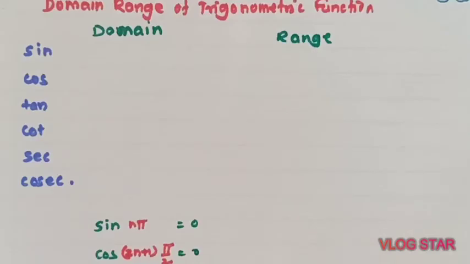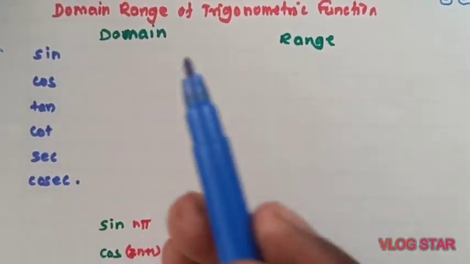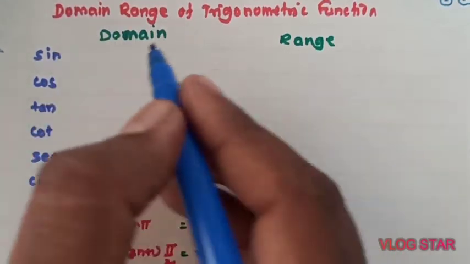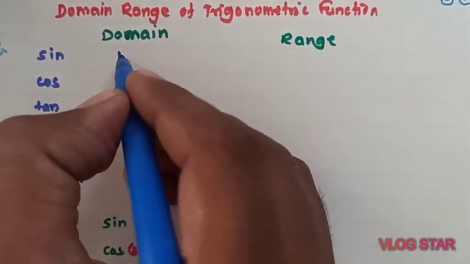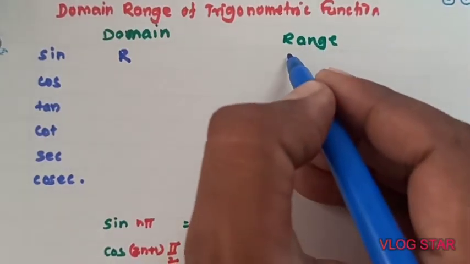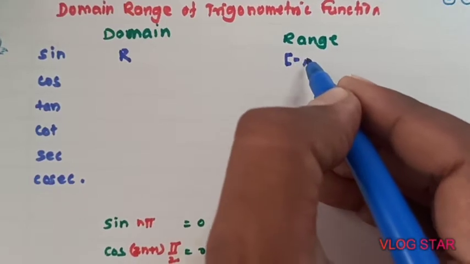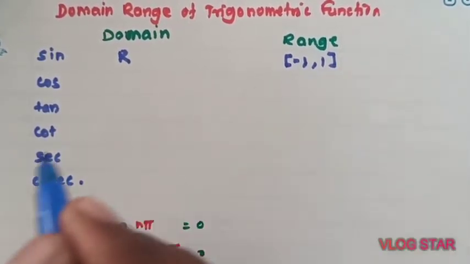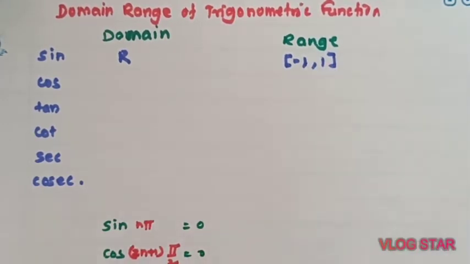Now we will summarize the domain and range of all trigonometric functions. For sine, the domain is not restricted. Sine is simply y, so there is no restriction for y, it is the entire R. But if you look into the range section, it takes values from -1 to 1. So it is restricted. The value of sine lies between -1 and 1.